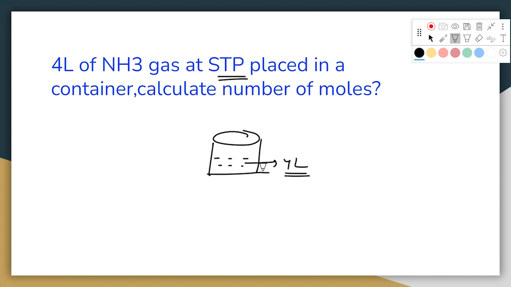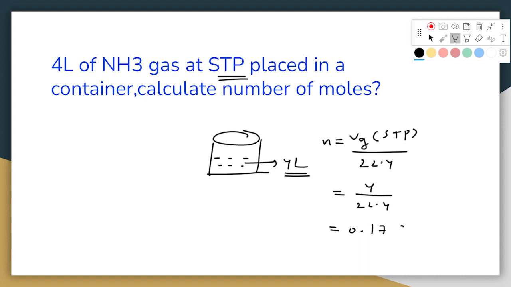Whenever I have a gas at STP, which formula do you have to use to calculate number of moles? Number of moles equal to volume of gas at STP by 22.4. Okay, so what is the volume? 4 liters. 4 by 22.4 you have to calculate. What is the value? 0.1786 mole. Okay, so this value you will get.